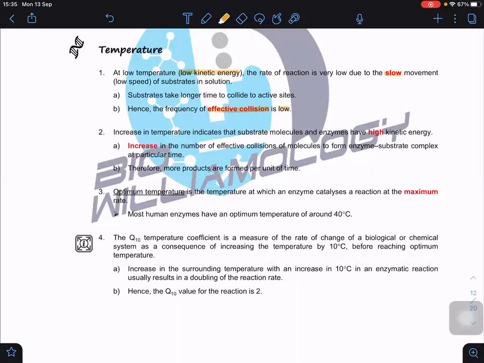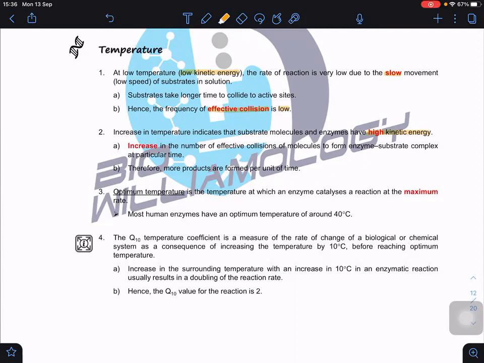But when you increase the temperature, it means that the substrate molecules and enzymes now have higher kinetic energy. For example, try to imagine now, in this room you are blindfolded, don't know anything, you randomly move. Then I say, hey, I throw two snakes or a few snakes inside this room. So please run. Now you guys are worried that you will be bitten by the snake, so you start to run, even faster.